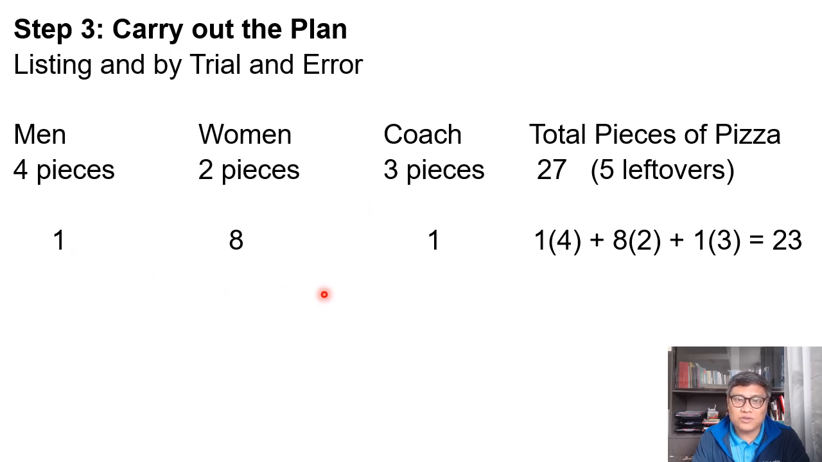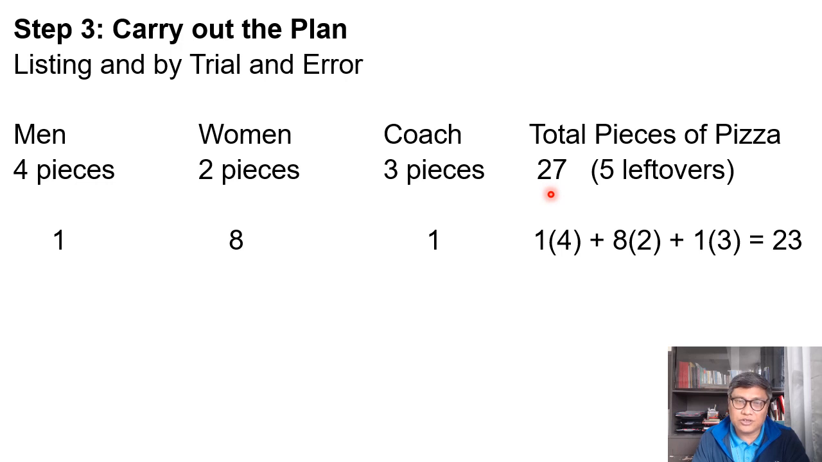So what we do is, if there is only one man as an athlete, who consumes 4 pieces, then there are 8 women who consume 2 pieces each. And of course, the only coach consumes 3 pieces. So if you multiply the number of pieces of pizza that these people, including the coach, can consume, 1 times 4 plus 8 times 2 plus 1 times 3, we get a total of 23. So there is only a total of 23 pieces if we have 1 man, 8 women, and 1 coach. But it should equal 27.